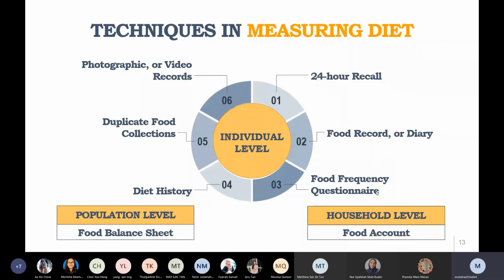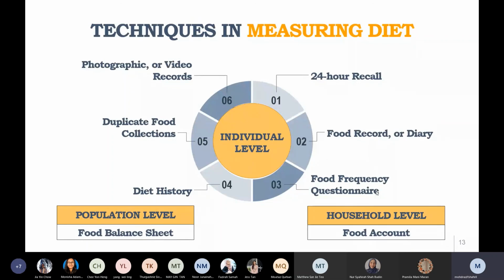But most of the time, we are interested to measure the individual intake of diet. So there are 6 methods that we will cover in the next part of this lecture. The first one is 24-hour diet recall, and then we have food record or diary, and we have food frequency questionnaire, and the 4th method is diet history questionnaire. The 5th method is duplicate food collections. And finally, we have photographic or video records. There are a lot of other emerging techniques for measuring diet, but in our lecture, we will cover all this.